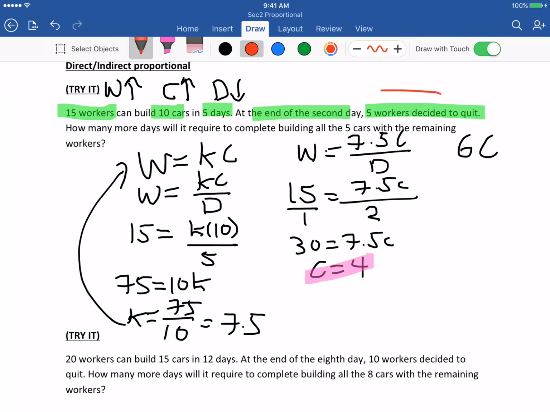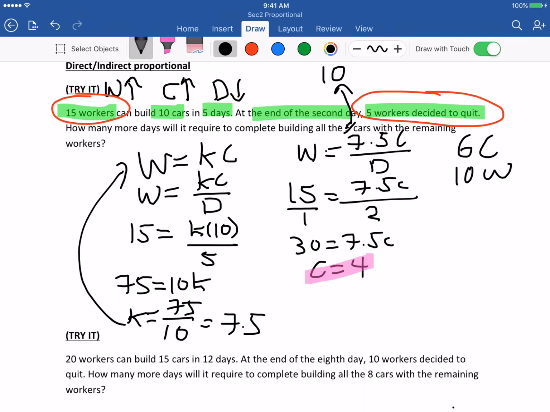And because 5 workers decide to quit, how many workers are we left with? We're only left with 10 workers, because we have 15 workers to start with. Okay? So how many more days were required to build all the remaining cars? Not 5 cars, it should be 6 cars, pardon me. Okay? Go amend and write 6 here.